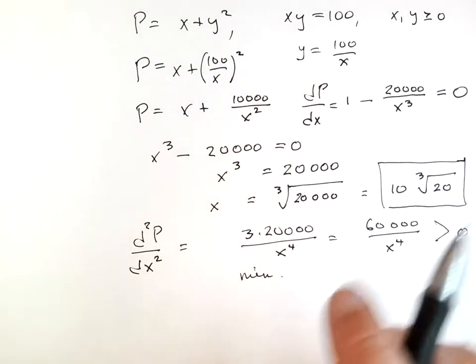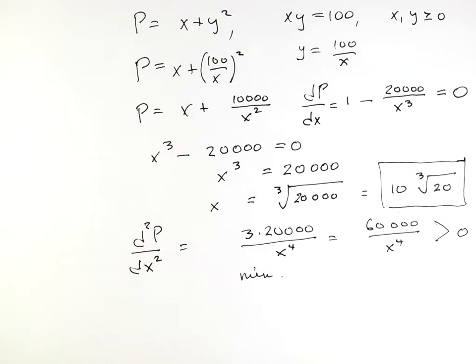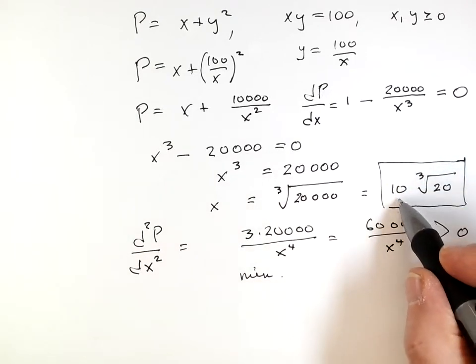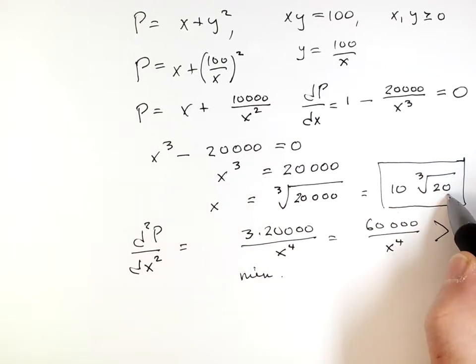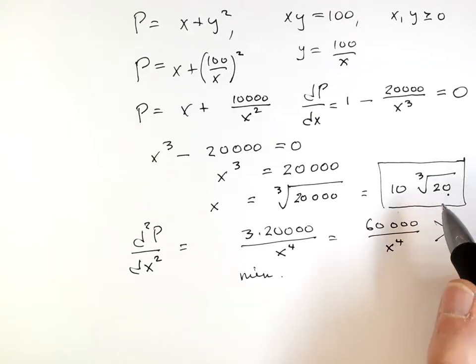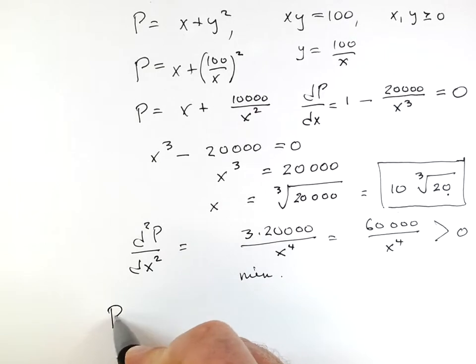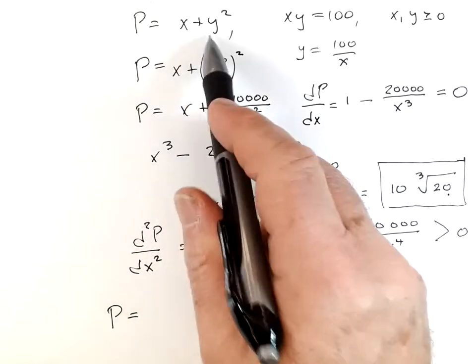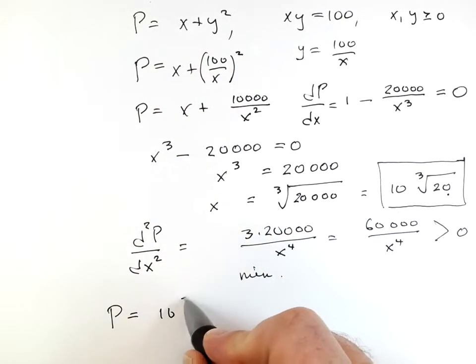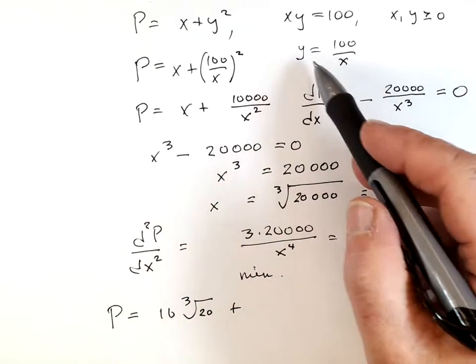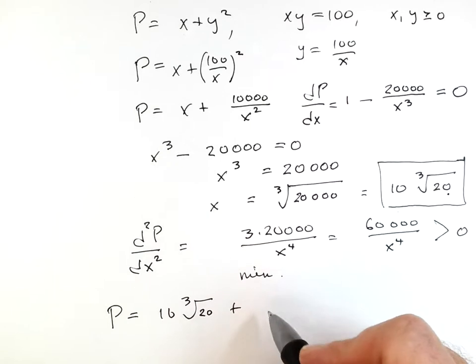All right, do 17 through 20. So 60,000 divided by x to the fourth is the minimum value? No. The minimum value occurs when x equals 10 times the cube root of 20. That's where it occurs. The actual minimum value of this sum is x, 10 times the cube root of 20, plus y squared. Well, what is y? Y is 100 over x.